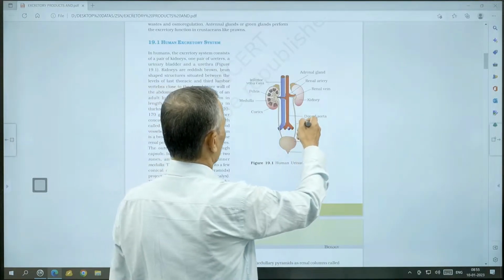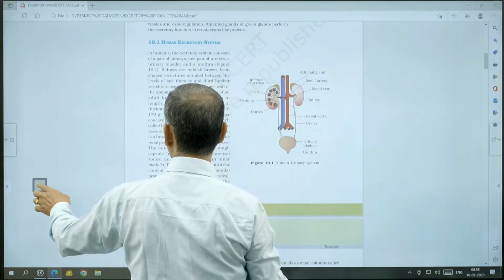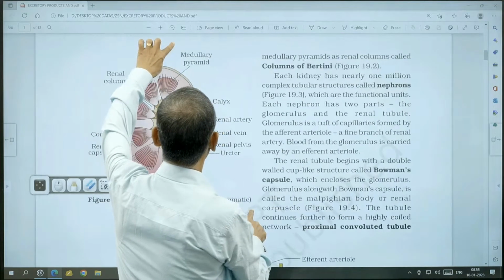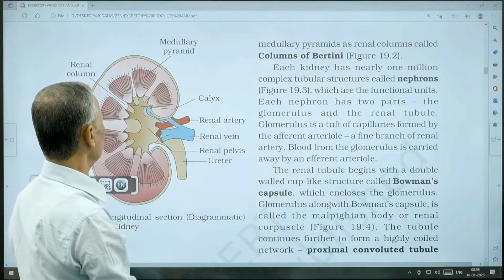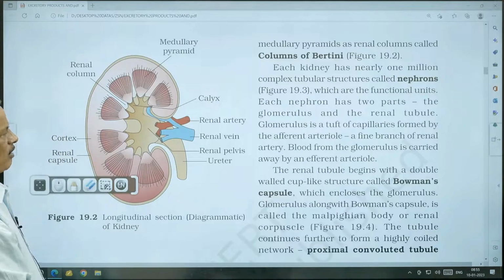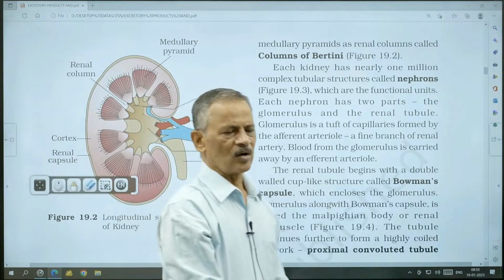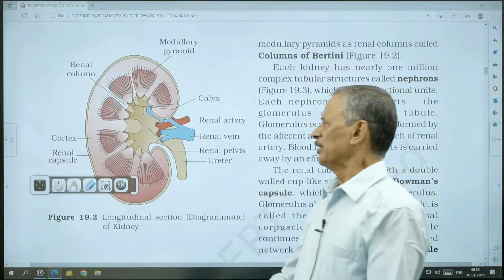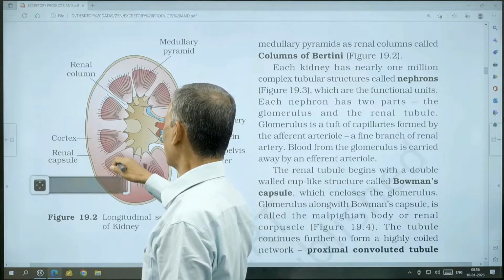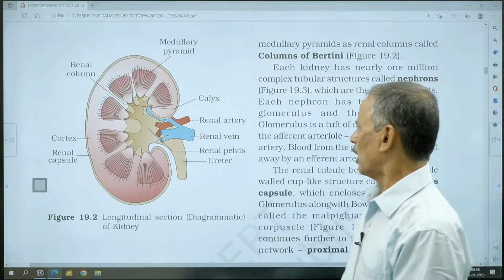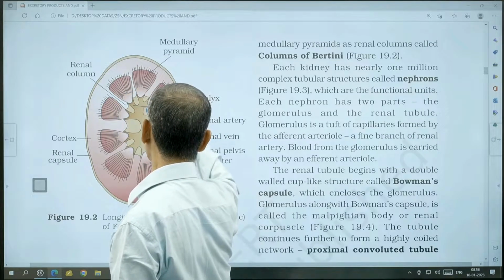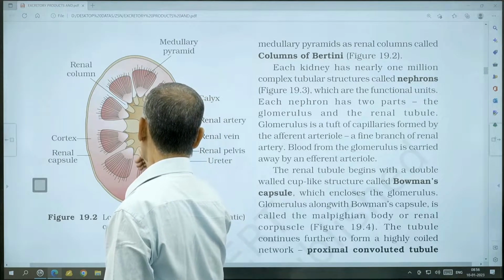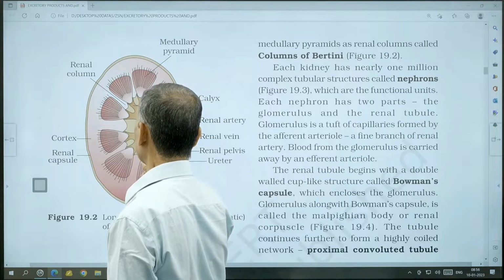The ureter will be opening into the kidney by means of a wide funnel-like structure. This wide funnel-like structure is called pelvis. Kidney is covered by a tough, fibrous connective tissue capsule. And kidney has two parts, an outer cortex and an inner medulla. In the medulla, you are having some conical pyramidal shaped structures called medullary pyramids. These pyramids are directed towards the pelvis and they are all located in the medulla part.